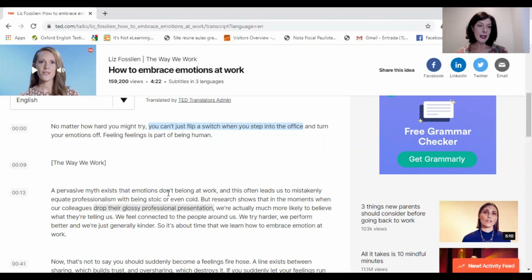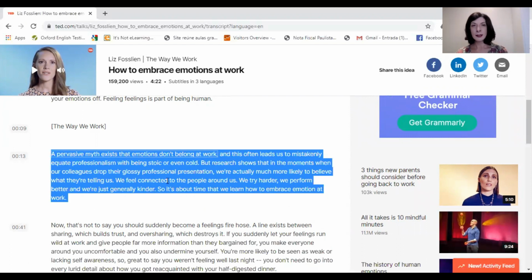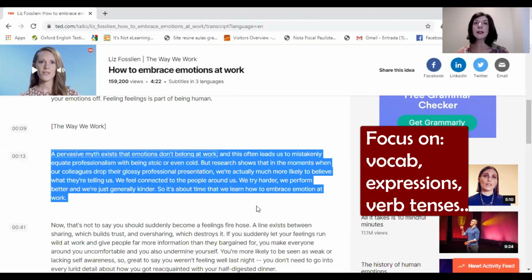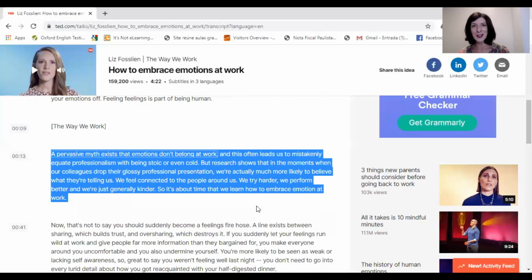So look at the text, and maybe if you want, you're able to copy and paste it in a document, and then you are going to look for things that you want to learn. They could be verb tenses, they could be vocabulary, they could be expressions, anything that you want or that you feel that you could also incorporate in your language.